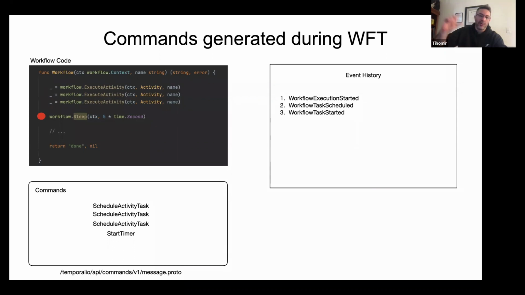These then, of course, go from front end to history, and each one of these commands is going to trigger the generation and persistence of corresponding new events in the event history. So we have a workflow task completed, which means the worker has responded with completion of this particular workflow task. And then we're going to see 4 events in our history: activity task scheduled, corresponding to the schedule activity task commands, and the timer started event number 8, which corresponds to the command that our worker asked the server to do, which is to create a timer for workflow.sleep.